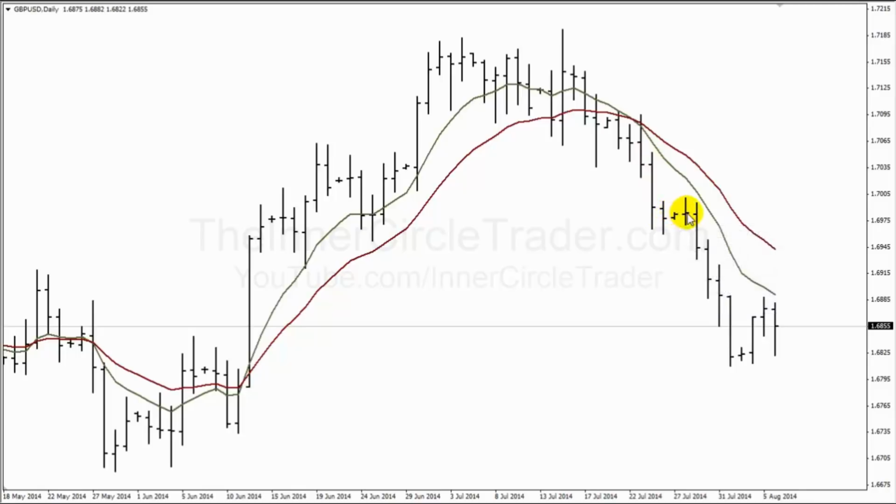This is a Sunday. Unchanged, could have been a losing day. We'll call it a losing day. Open, rally, down close. Open, rally, down close. Open, rally, down close. Do you see what you've just done?